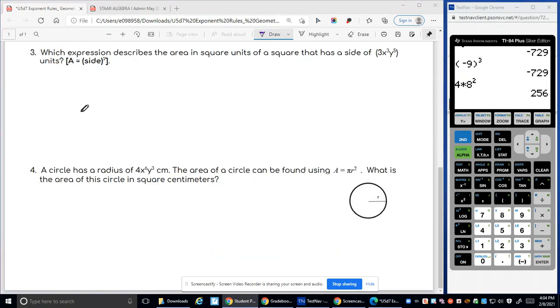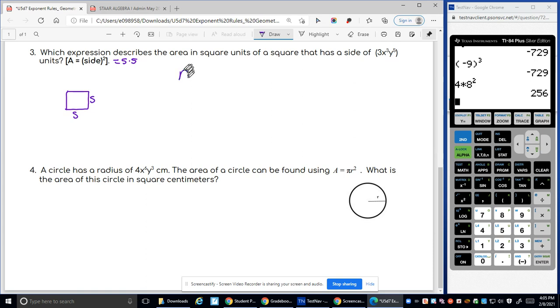All right, number 3. Which expression describes the area in square units of a square that has a side of 3x to the third power y to the fifth units? So let's go ahead. I'm going to draw my perfect square right here. And we know that the area for a square is the side times the side, or width times length, right, when we're talking about rectangles. So if we multiply the side by itself, that's actually equal to the side squared, right? So that's where they get the formula.